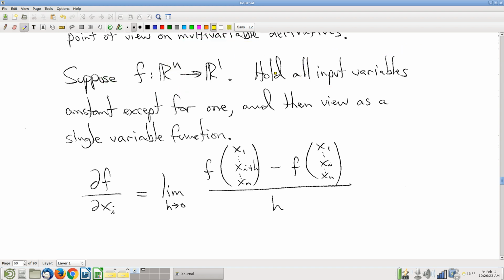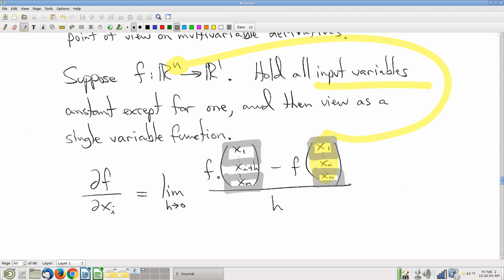All right, so our first step in that direction, we've got all these different input variables there. And the idea is we're going to hold all of them constant except for one. So I'm going to use gray to indicate that which I am not allowed to change here. That's staying the same. For the purposes of this definition, those gray things don't move. All that's left that is allowed to change is this ith input variable.